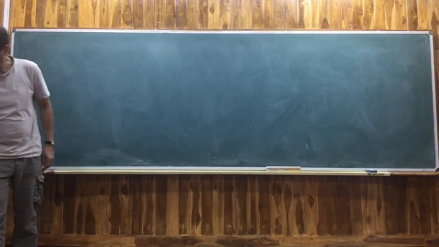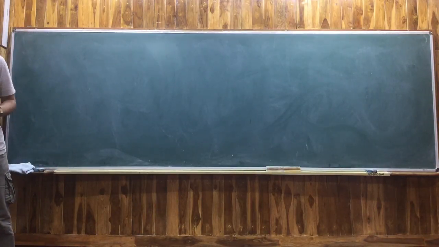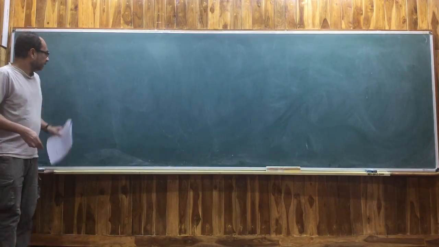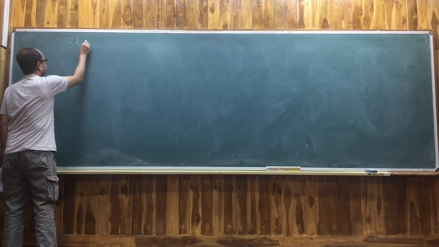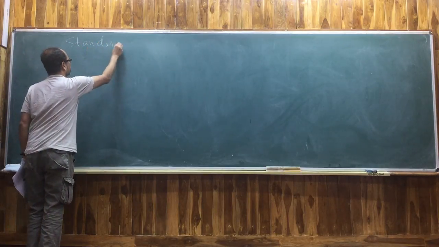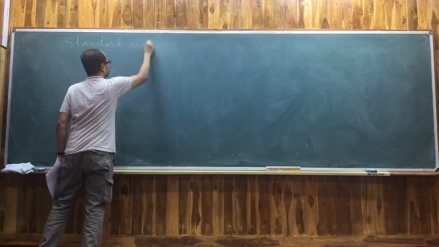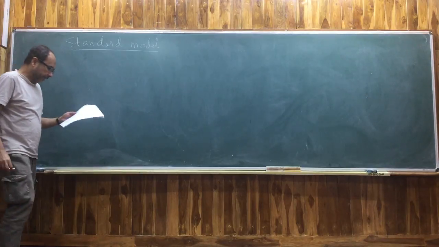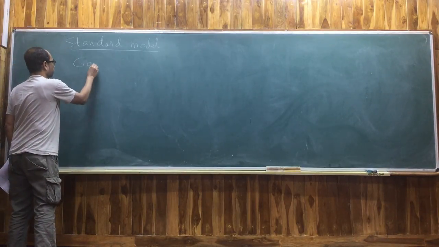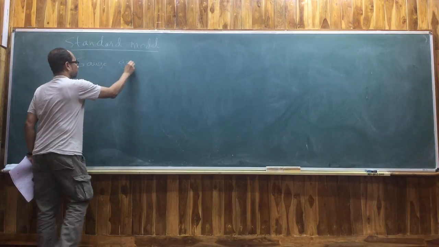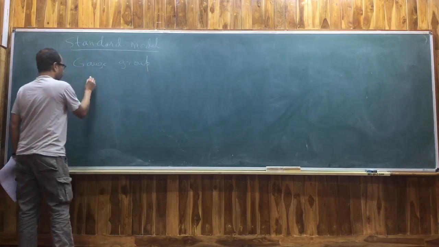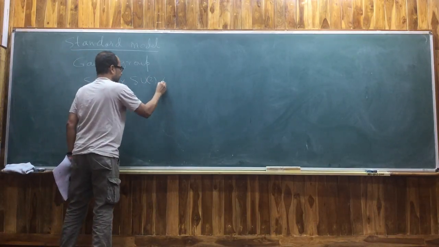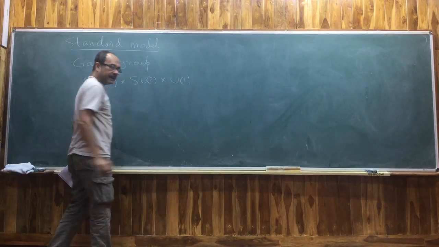Okay, so today I'll start discussing the standard model. It will basically be an application of what we have learned so far. So first, let me write down the gauge group. This turns out to be SU(3) times SU(2) times U(1). U(1) is like a Maxwell thing.